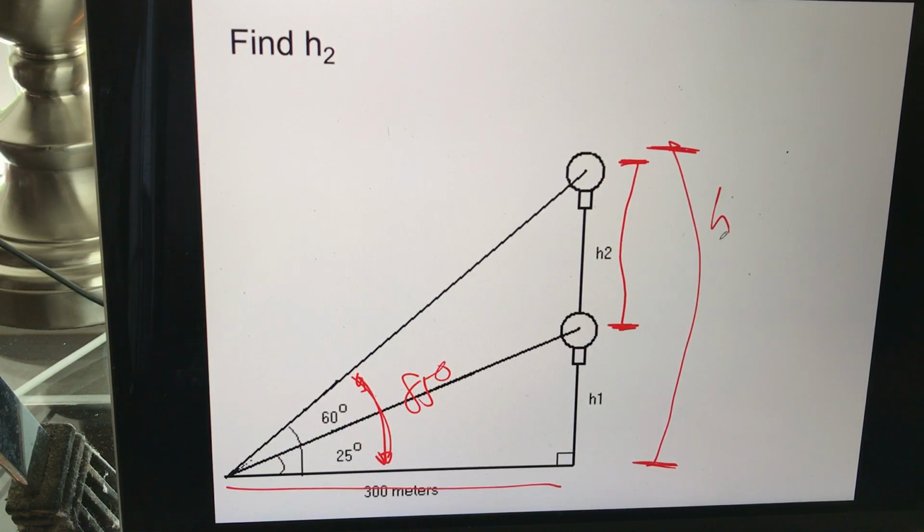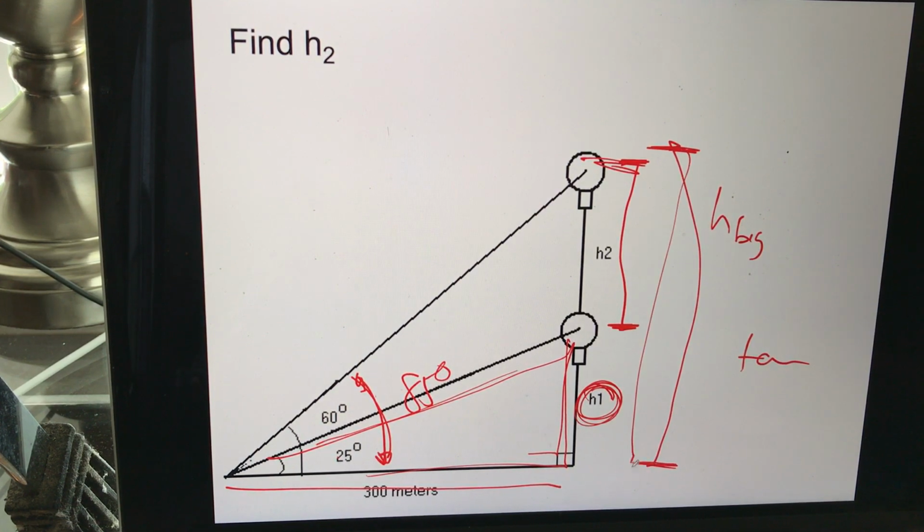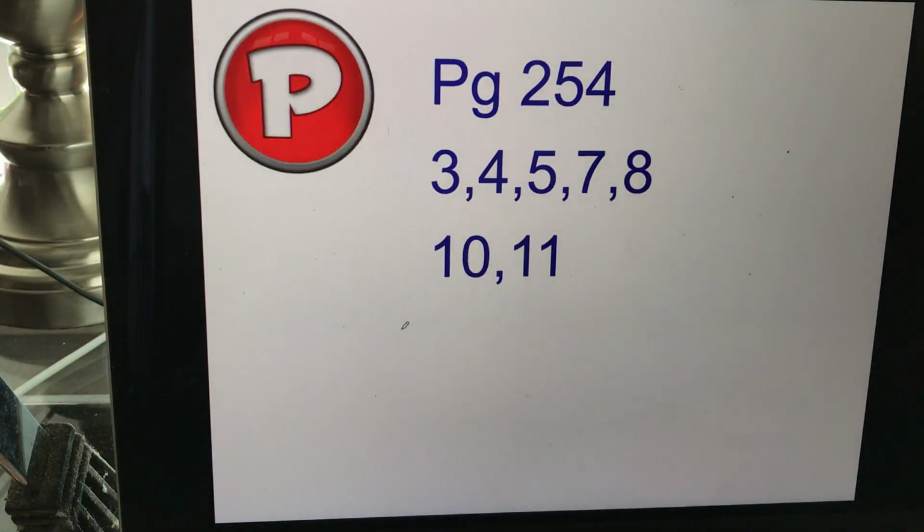Well then, once I have the big height, I can figure out the little height here, h1, because I have the little triangle down here. So I have primary angle 25, 300, opposite, adjacent, tangent would give me that. So tan would give me the little one. Once I have the big height, so the big height is there to there, and once I have the little height there to there, I could then figure out h2 just by subtraction. Okay, try 254.